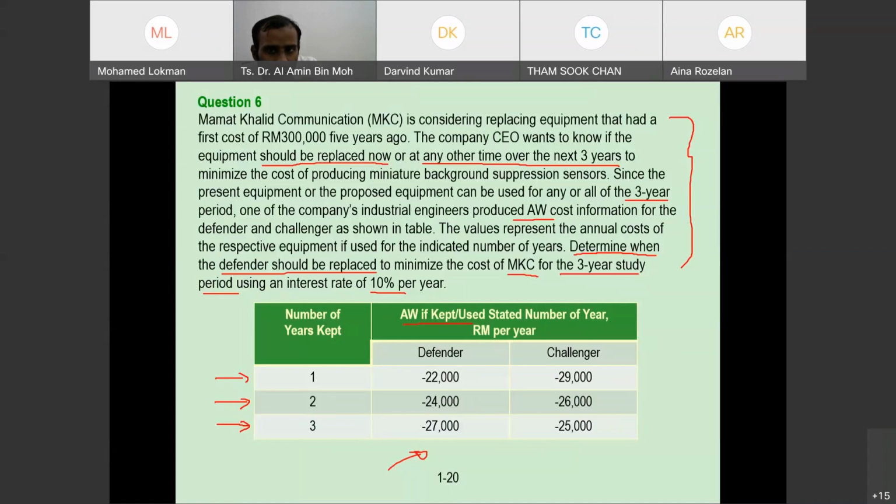Okay, but what you need to do? We need to identify the possibilities, right? So what are the possibilities here? You can replace it now, meaning you replace it now. You can replace it on year 2. You can replace it in year 3, right? So that's the thing. From that, you're going to calculate for each.